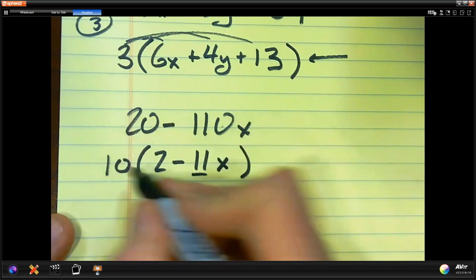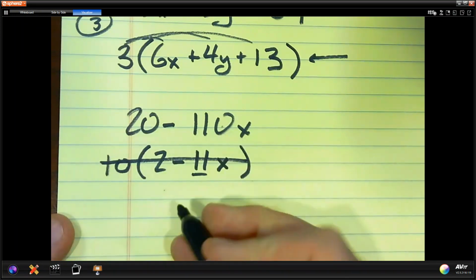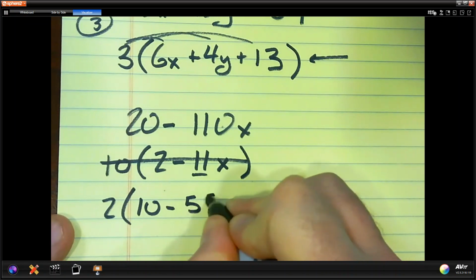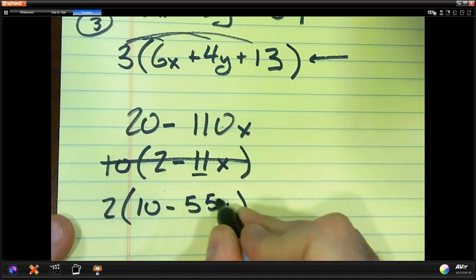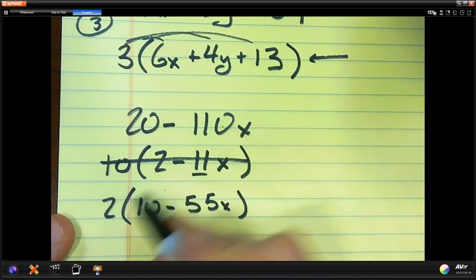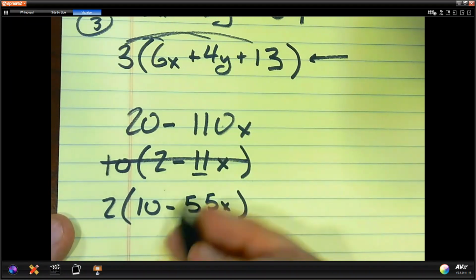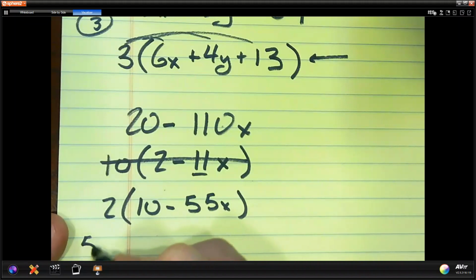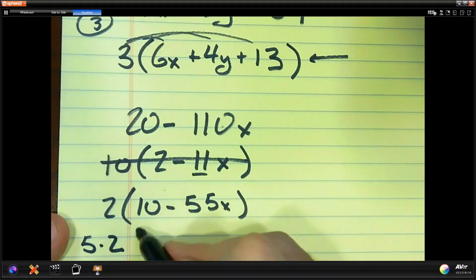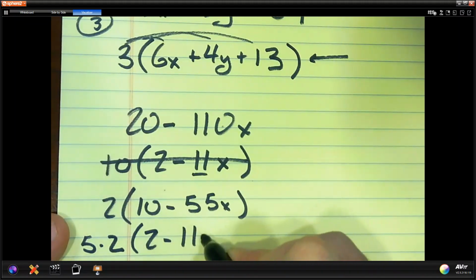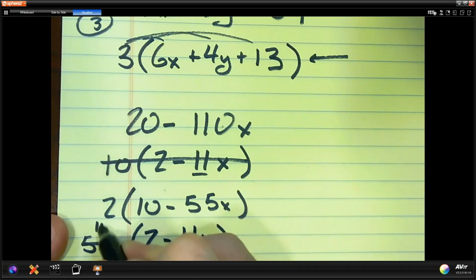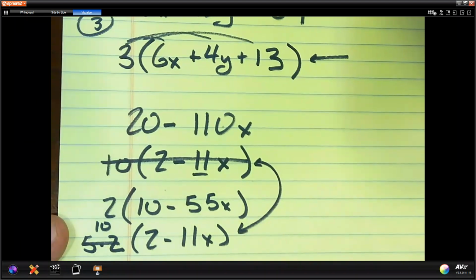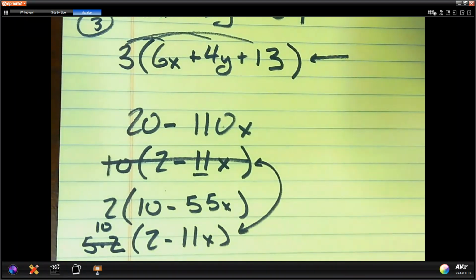Now say maybe you didn't notice it was 10. Maybe you noticed they're both even, so we factor 2 out instead. We get 10 minus 55x, because we divide these both by 2. 20 divided by 2 is 10, and 110 divided by 2 is 55x. Then hopefully we notice these are both divisible by 5. This ends in 0, this ends in 5. So we put 5 out here, and we get 2 minus 11x. Of course, these make 10. So we end up in the same place here, no matter how we factor them.